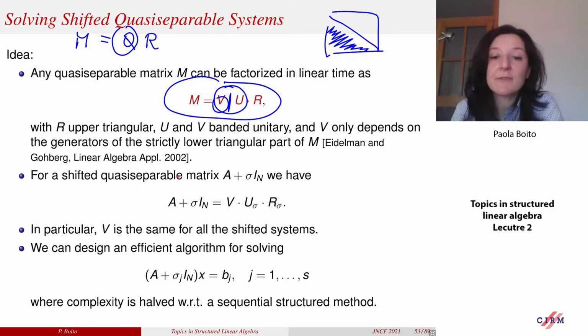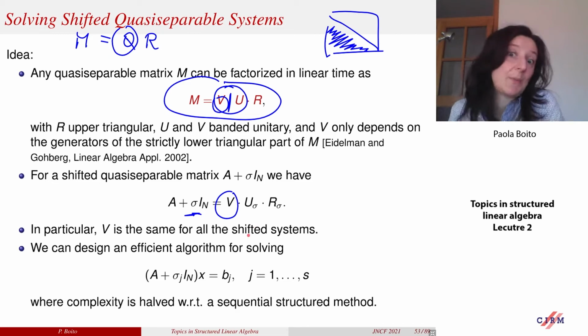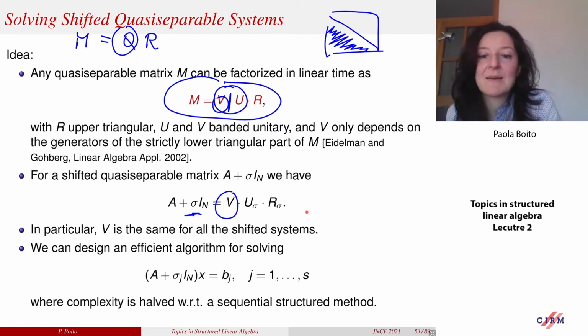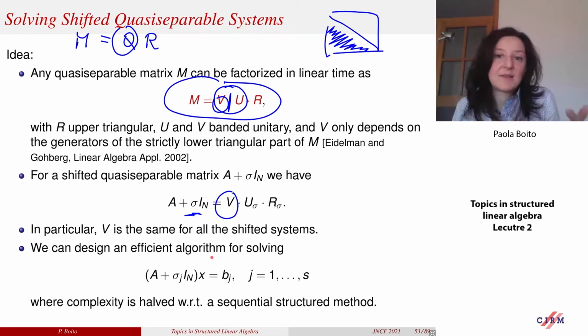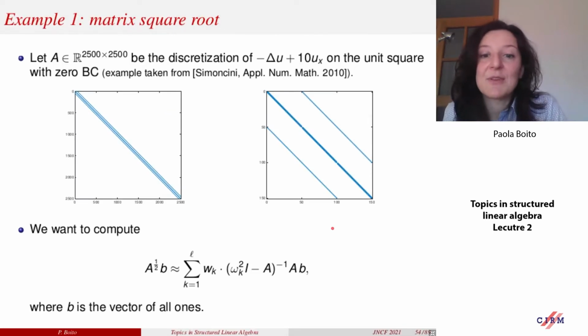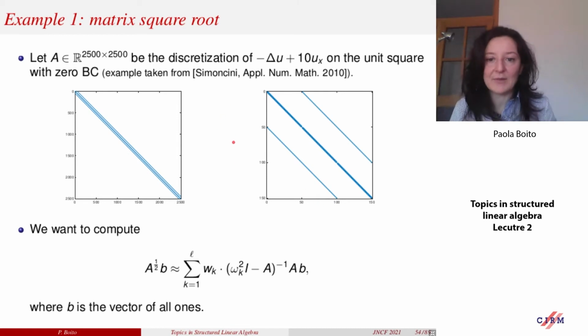So for a shifted quasi-separable matrix, A plus sigma I, the quasi-separable QR decomposition is made up of a unitary banded matrix V, which is the same independently of sigma, then another unitary banded matrix U, which depends on sigma, and an upper triangular matrix that depends on sigma. And so we can design an efficient algorithm where the complexity is halved with respect to the sequential structured method, where you solve the system from scratch every time, because we reuse the computations we have made for the matrix V. So let's take an example to see how this works.